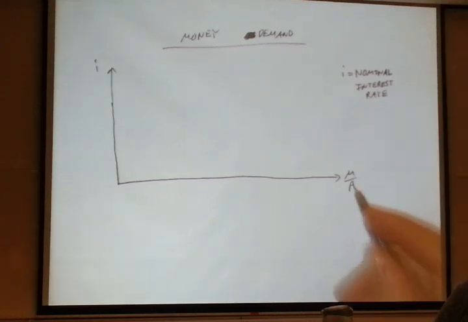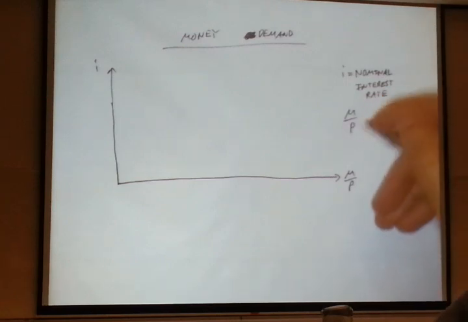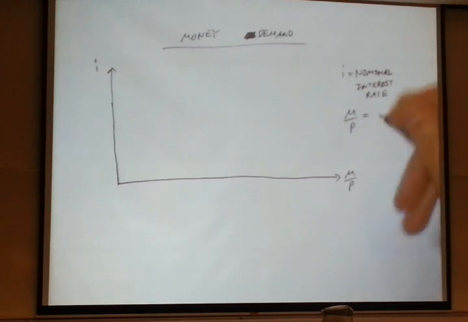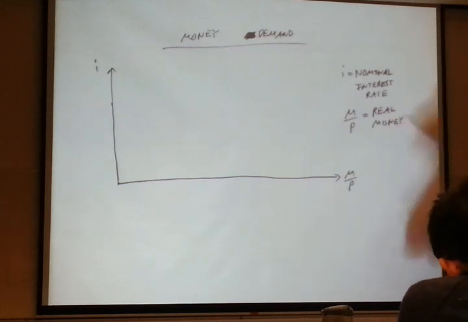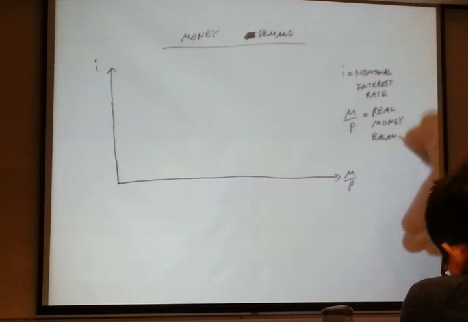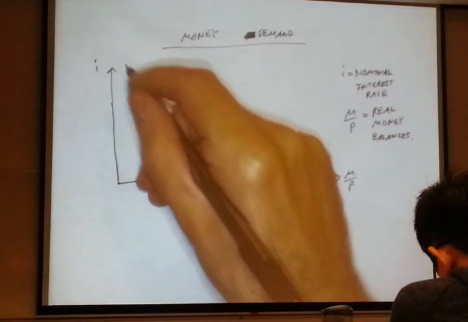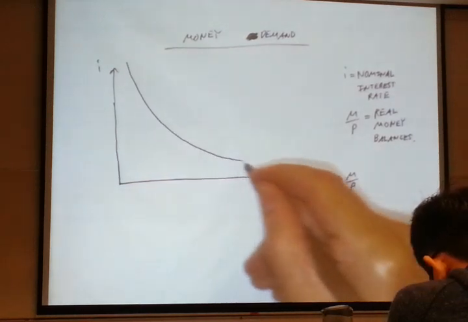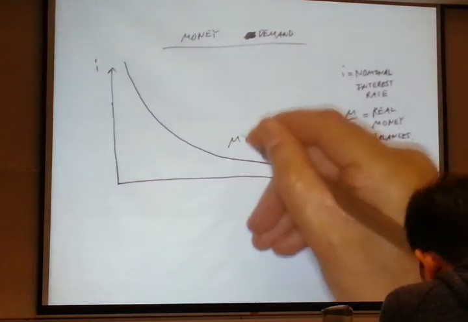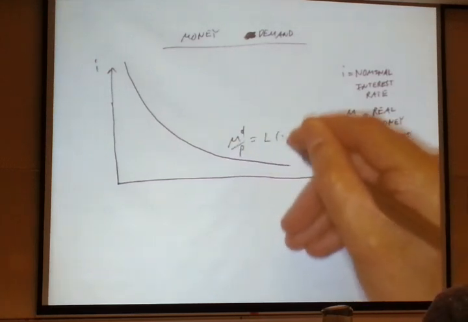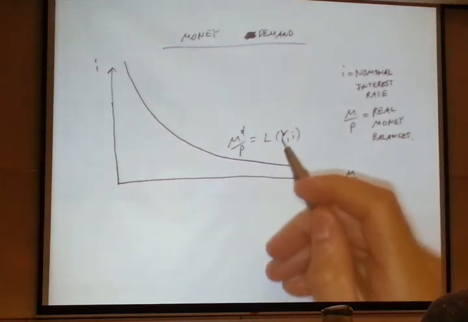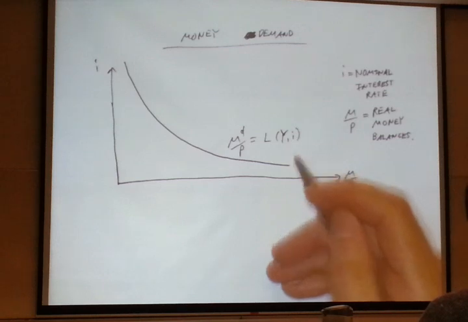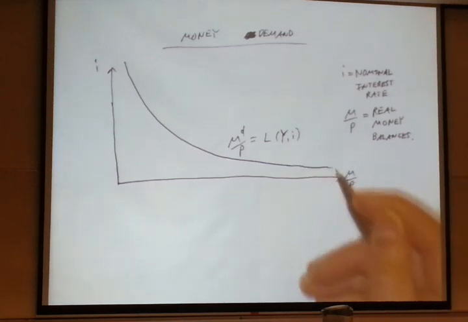The quantity variable in the money market, hopefully I'll have less work to do to persuade you why we should look at real money balances, not nominal money balances, or at least we can do it in terms of real money balances. So then I'm going to draw a money demand function that looks like this. In general, we're going to think of this as being a function L, for liquidity, of real output, Y, and this nominal interest rate, i.